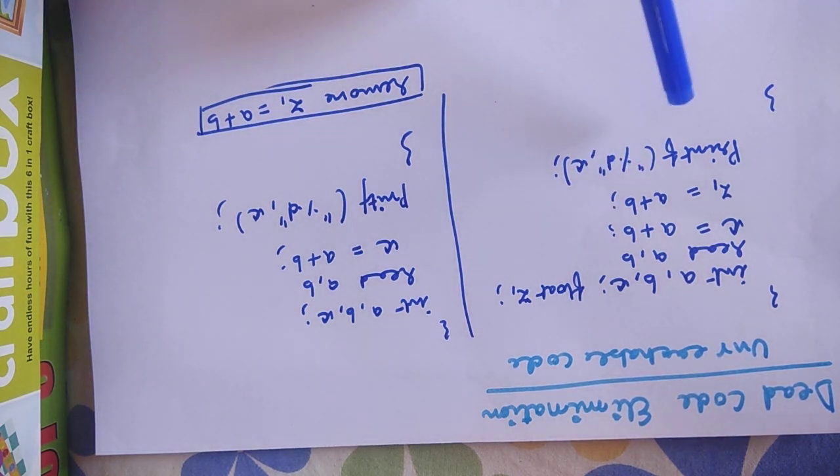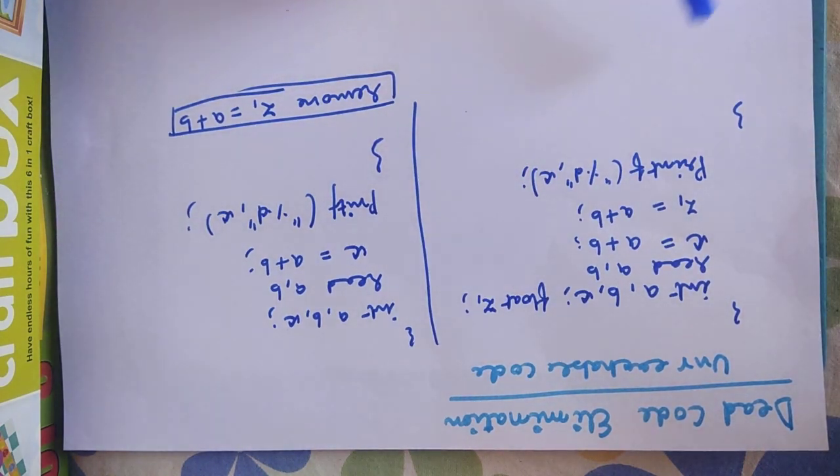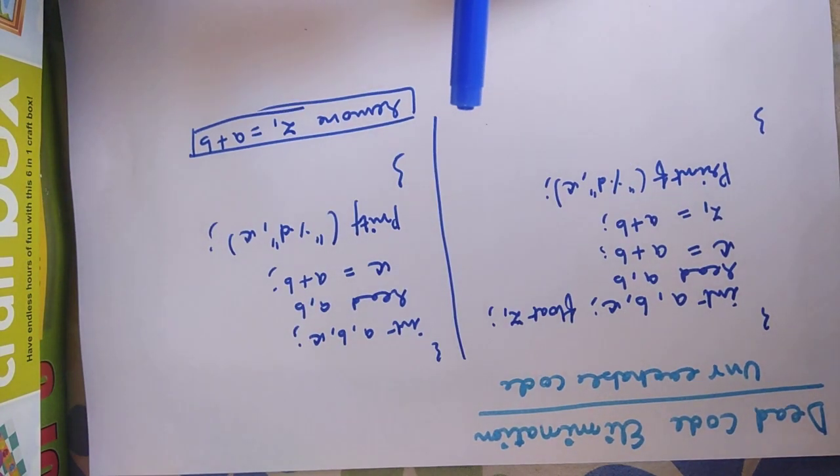And finally, what are we going to print? Finally we are going to print the value of c only. We are not printing the value of z1, which means in the whole code we are not using the z1 variable. So we can say this z1 variable is unreachable code.